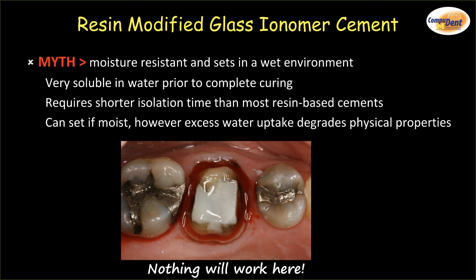But it does set even in that environment. And so it would hold the crown in place on a good retentive preparation for the most part. But you don't have near the same physical properties. You still don't have the same potential that you would have in a better controlled environment.